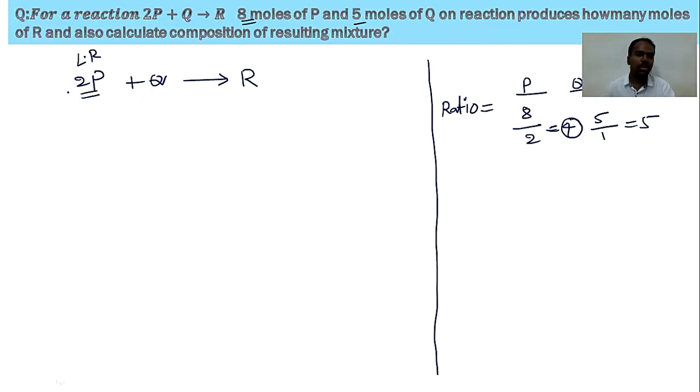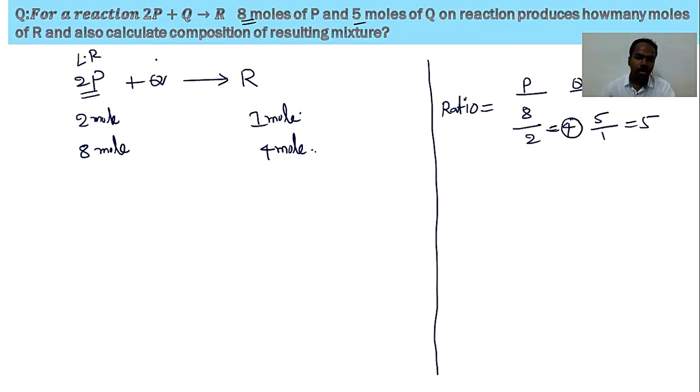Once we find the limiting reagent, what is its use? We can easily find the product R. 2 moles of P produce 1 mole of R. Then 8 moles of P can produce how many moles of R? 4 moles, that's all. That is one sub-question. One more question is asking us to calculate the composition of the final reaction mixture.